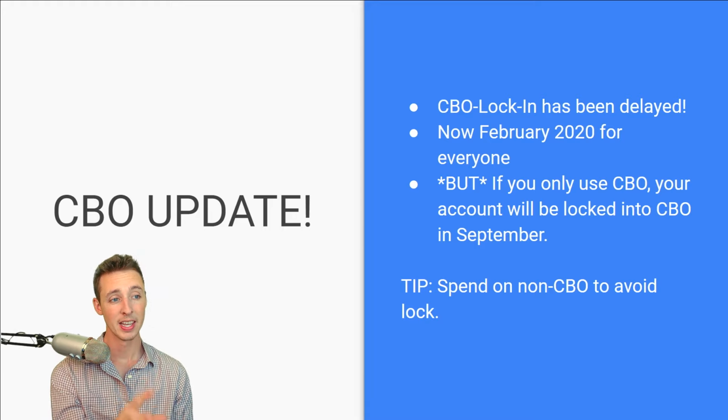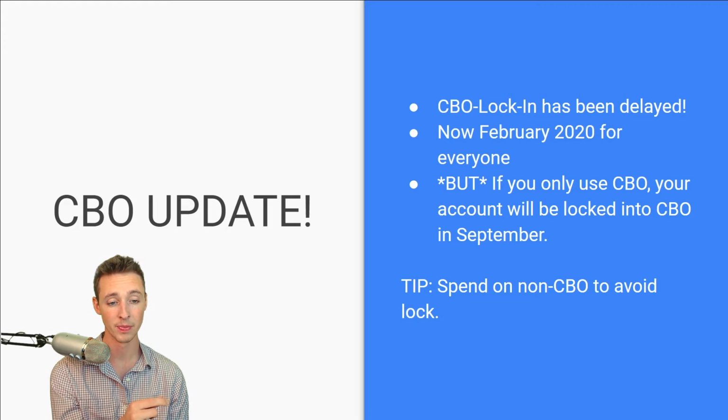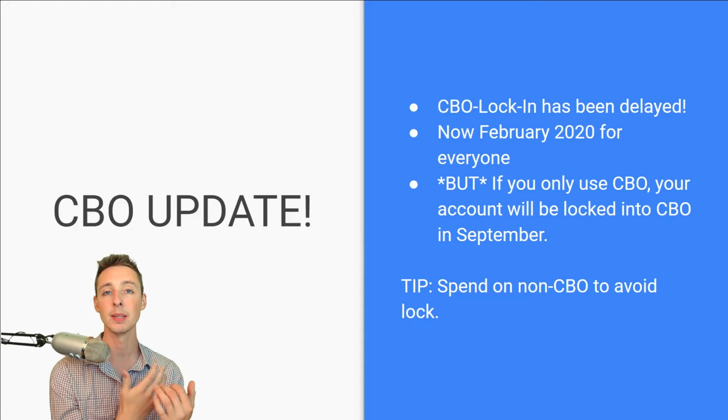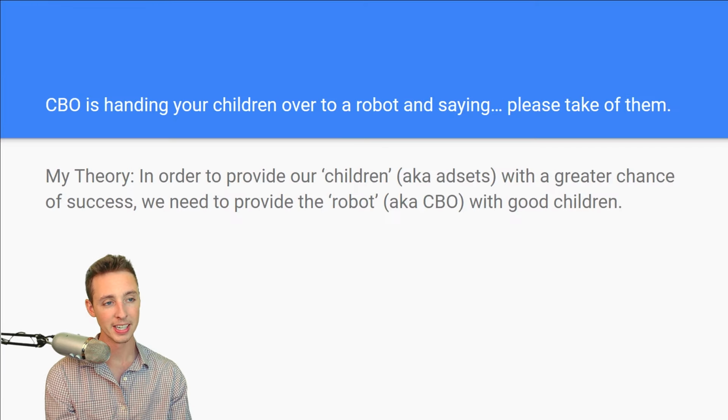There's a but, though. If you only use CBO in your ad account right now, your account will be locked into CBO in September. So how do you prevent that from happening? Spend some money on non-CBO campaigns and you'll be good to go. Just remember that, you don't want to be locked in at any point. So until they make you do it, don't do it.